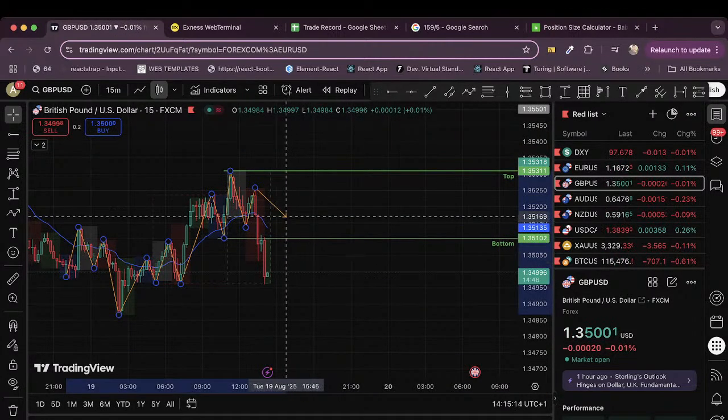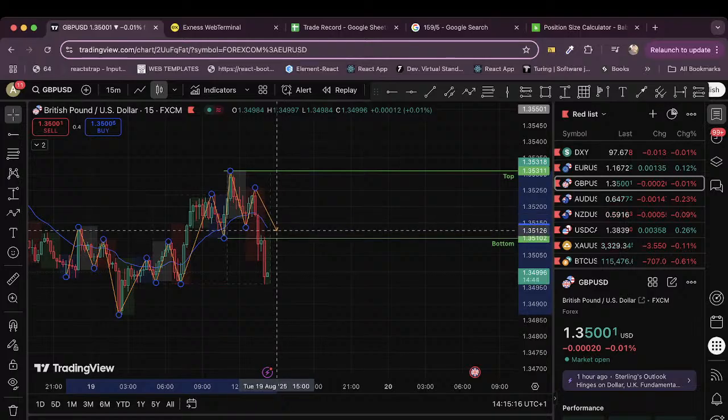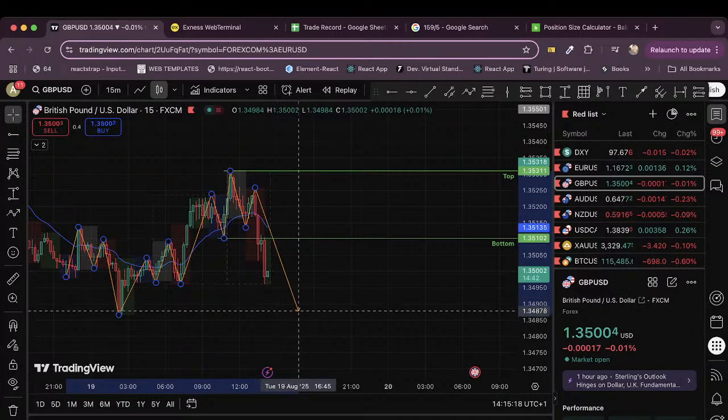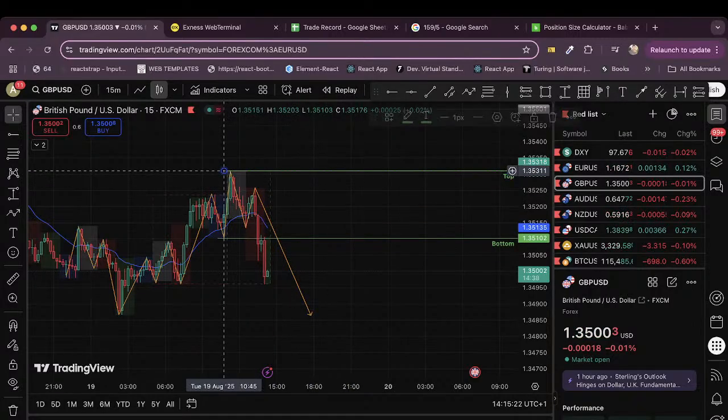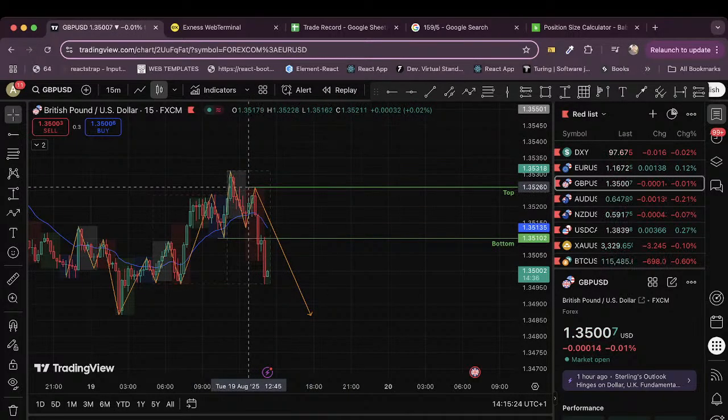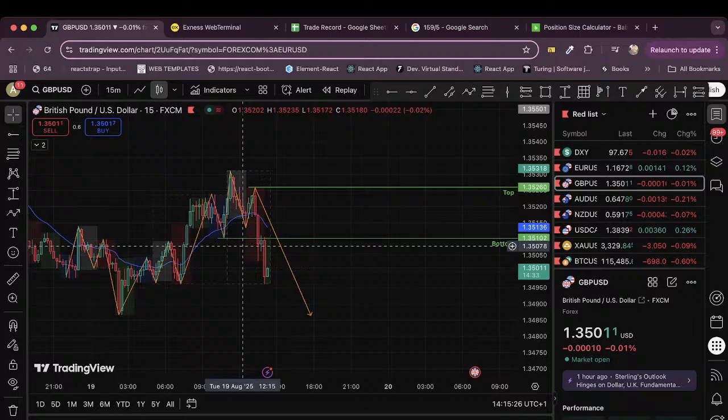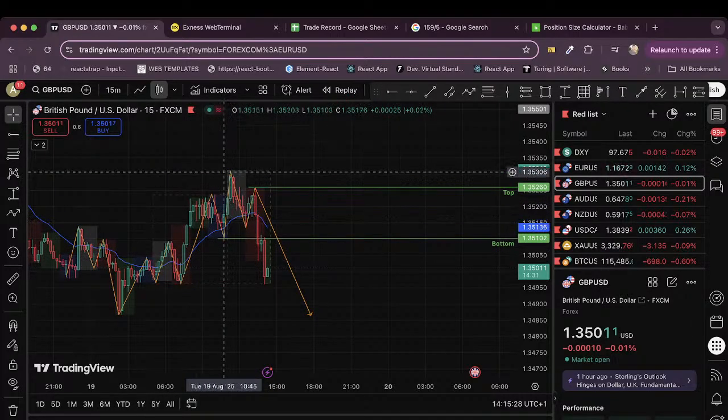So first of all, we need to know what high gave us that breakout. So if we are to readjust, this will be the top here. Okay, here will now be the top. British pound is looking more like head and shoulders.